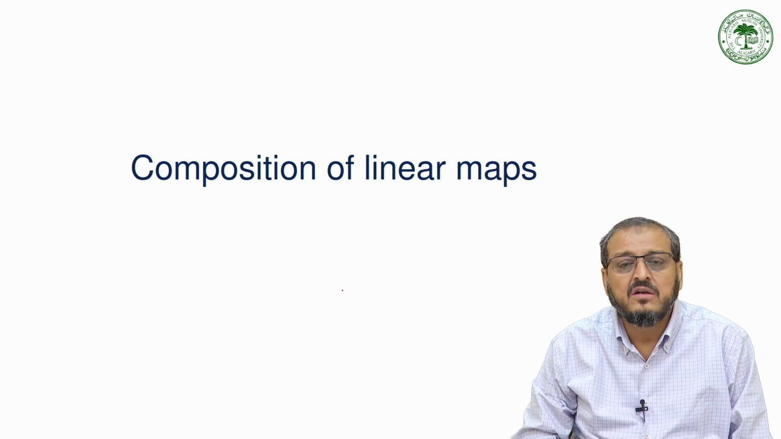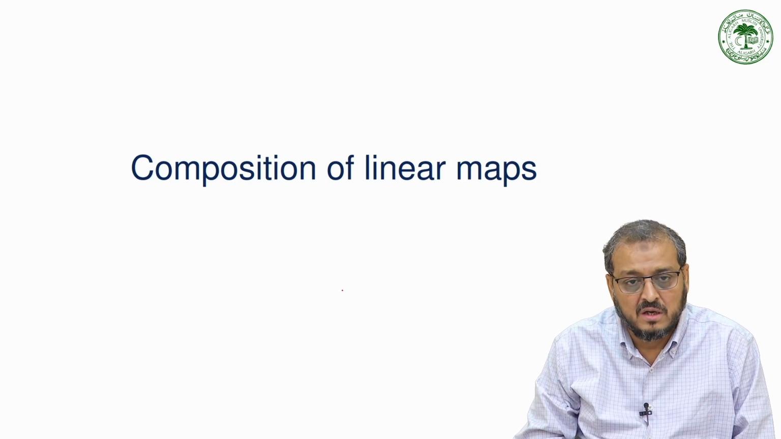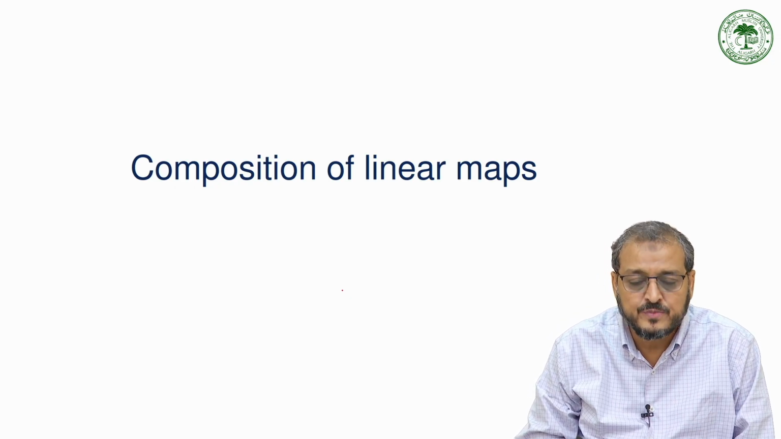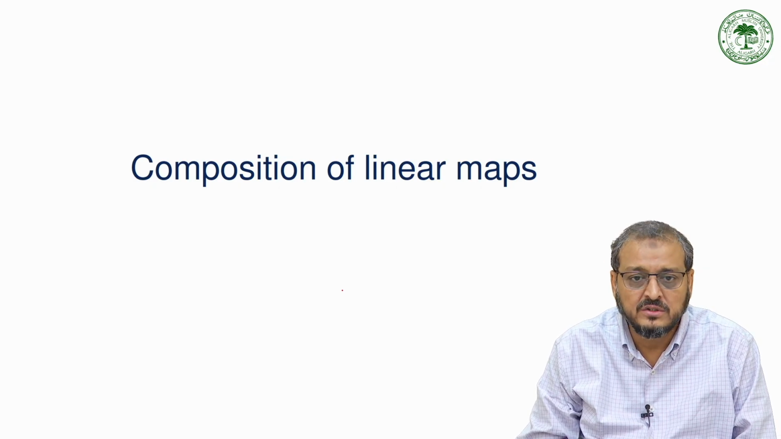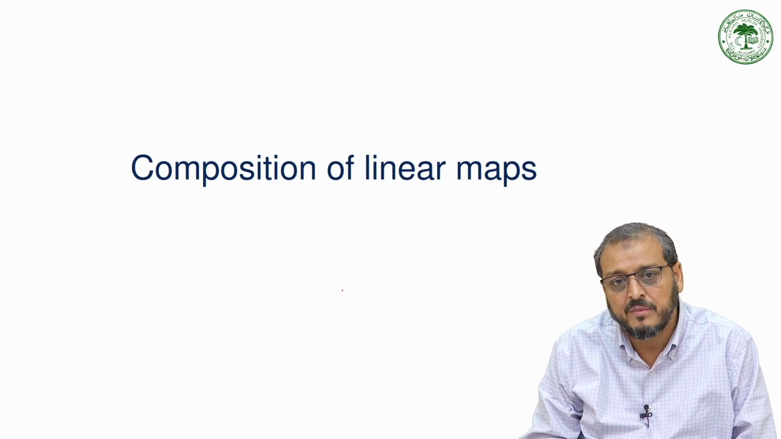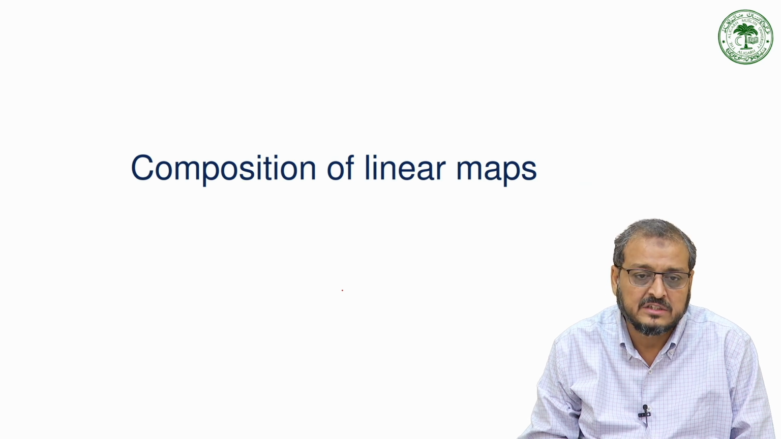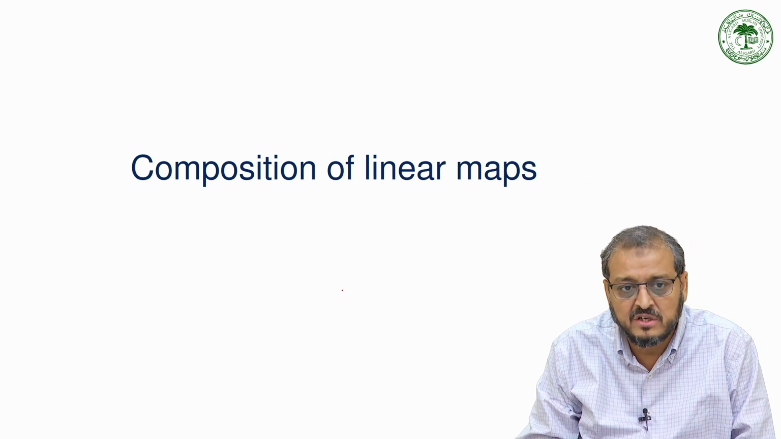In the last session, we discussed the vector spaces of linear transformations, meaning the collection of all linear transformations, and then we showed that the sum of two linear maps is a linear map, and the scalar multiplication of a linear map is again a linear map.